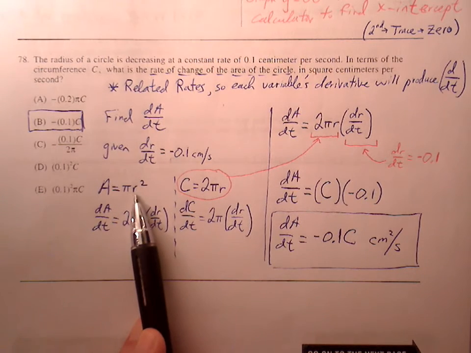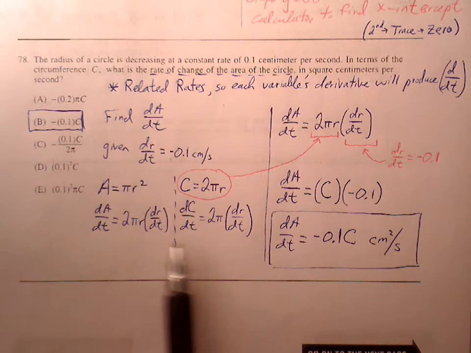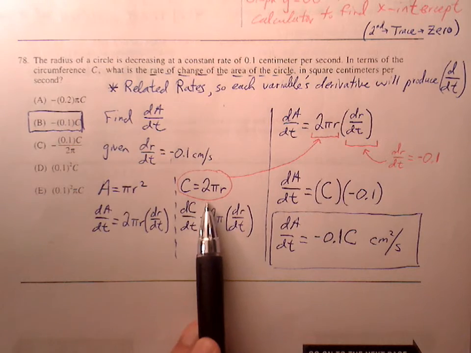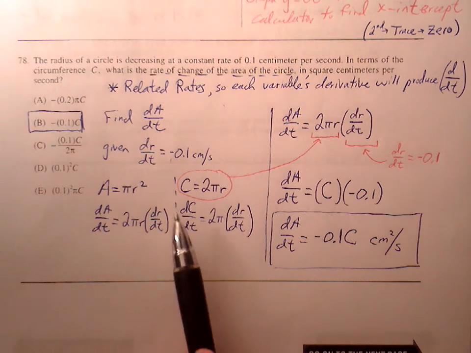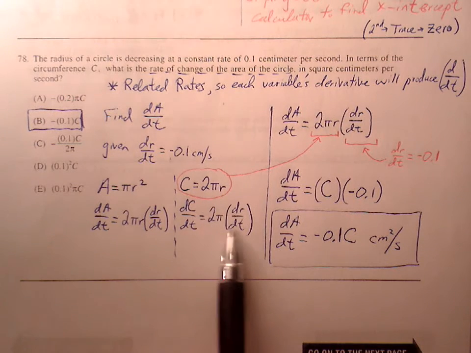And then because we're finding the derivative of radius with respect to time, we need to also include a dr/dt. Now I don't know if I need dC/dt, but I'm just going to go ahead and find it just in case. So C becomes dC/dt, and 2 pi r becomes 2 pi dr/dt.